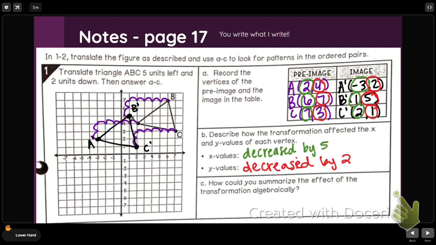So we start, just like dilations, with x, y, our original coordinate, and it goes to our arrow. Now we're going to write what we just said. The x value decreased by 5, so x minus 5. The y value decreased by 2, so y minus 2. And that is how we would model or summarize that algebraically.